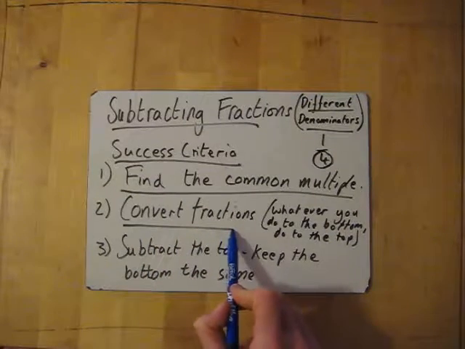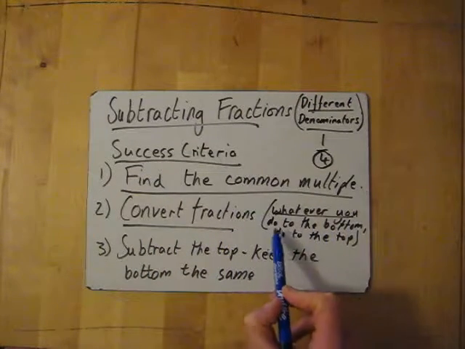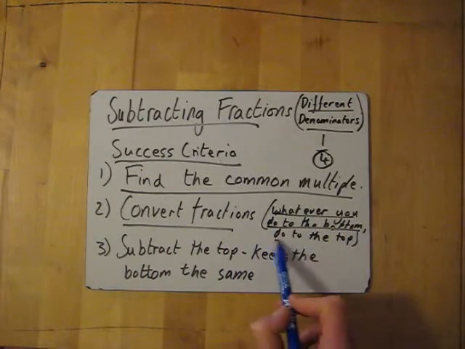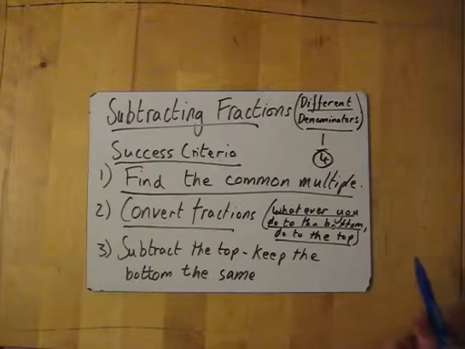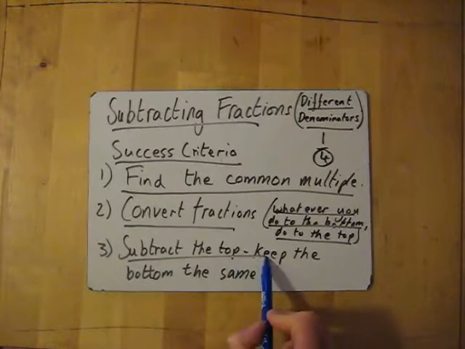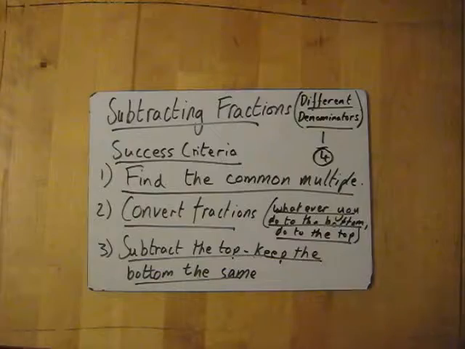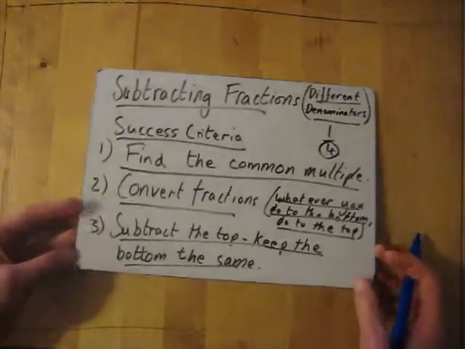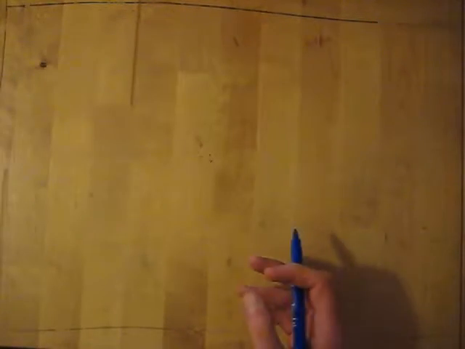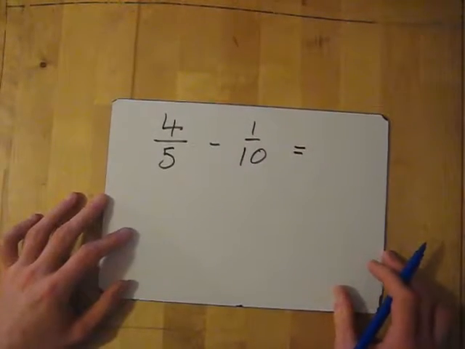Then convert the fractions. So whatever you do to the top, or sorry, the bottom, do to the top. And then finally you just subtract the top and keep the bottom the same. So it's fairly straightforward. So we'll have a look at a couple of examples and I'll show you what I mean by that. So I've got 4/5 take away 1/10.